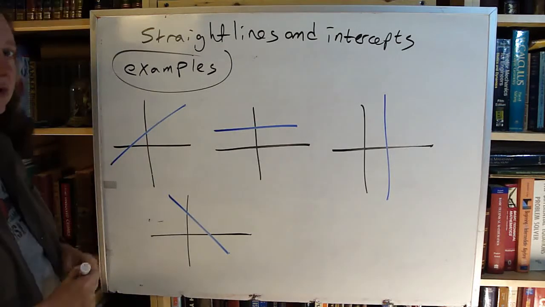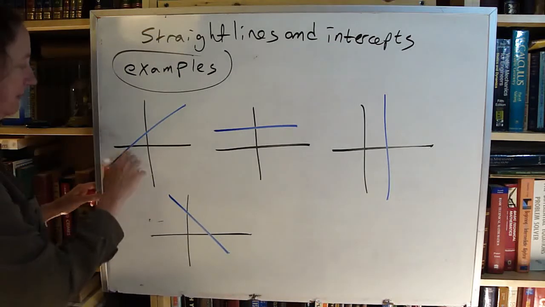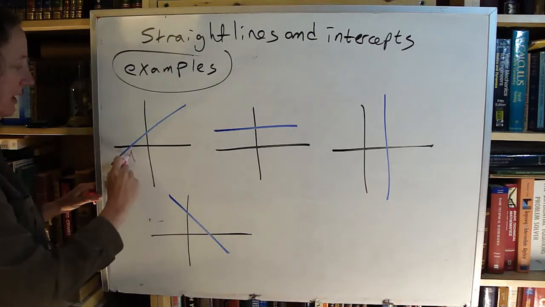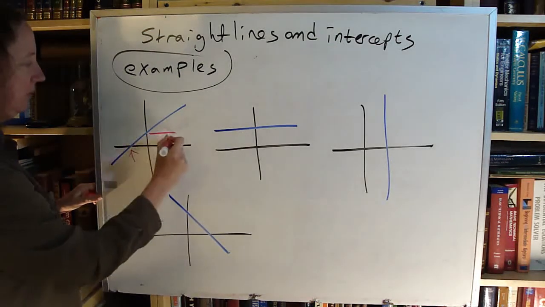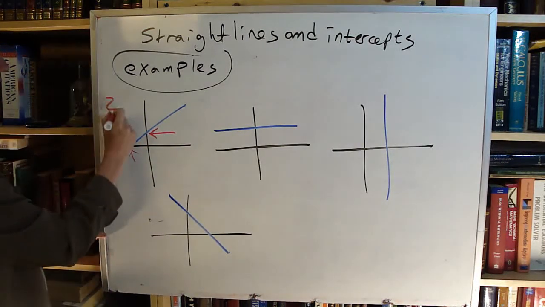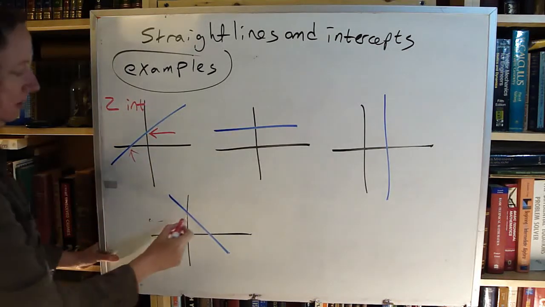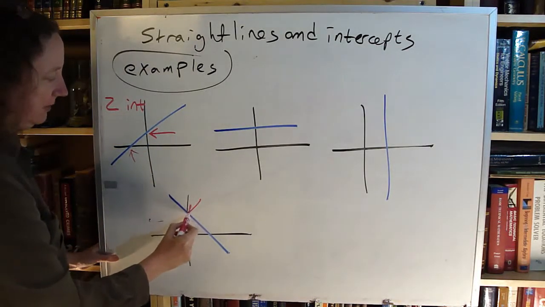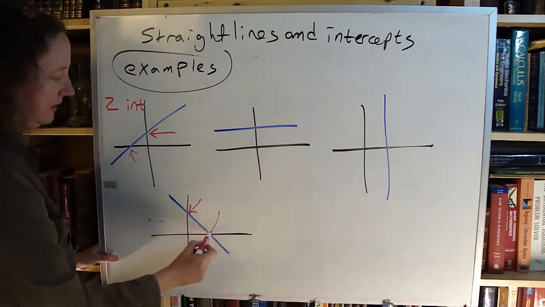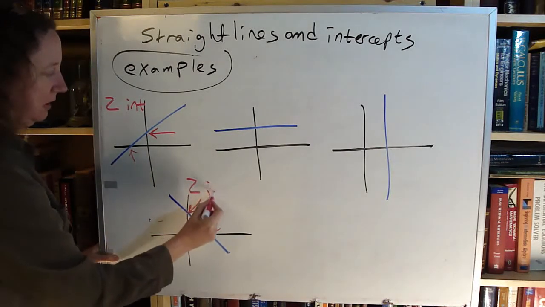Looking at the intercepts, the points where the line meets the axes, I have an intercept there, and I have an intercept there. So this has two intercepts. Looking at this one, I have an intercept there, and I have an intercept there. So again, we have two intercepts.